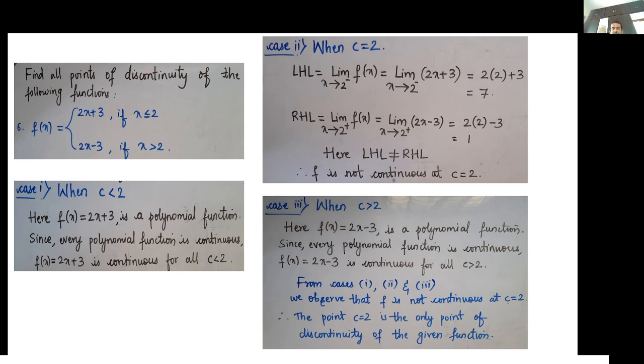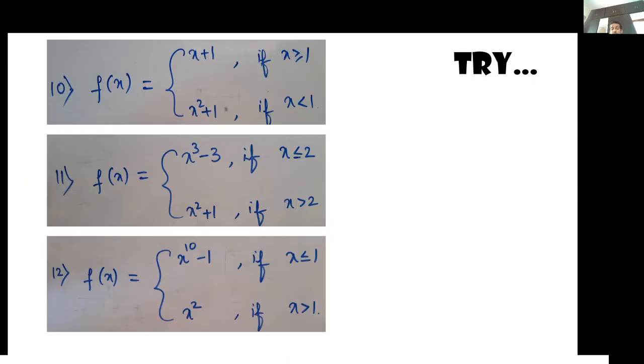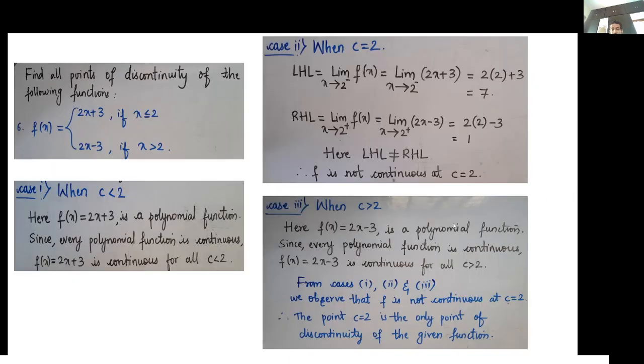So final case, when c is greater than 2, here also c greater than 2, which branch? Second branch. Again in the second branch the function is 2x minus 3. Again it is a polynomial function. Since every polynomial function is continuous, I can conclude that this function f of x is equal to 2x minus 3 is continuous.